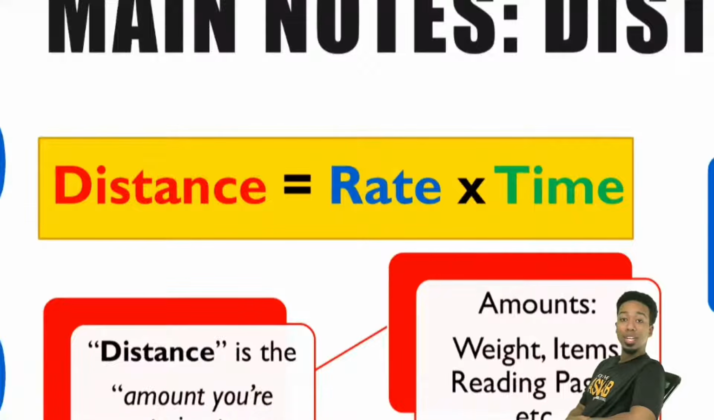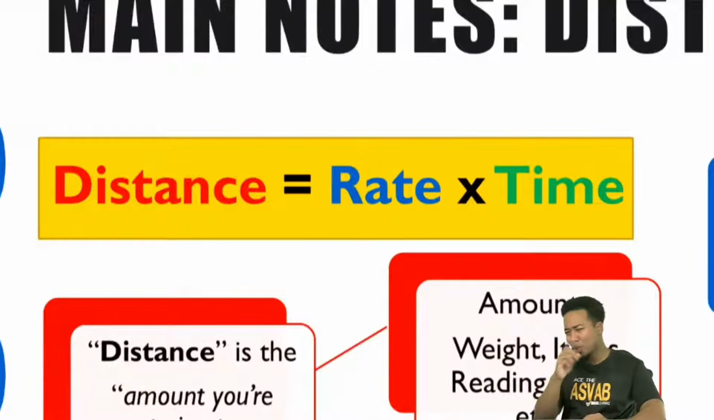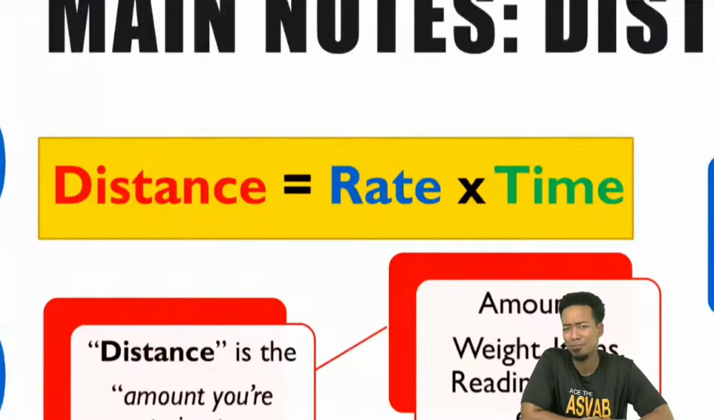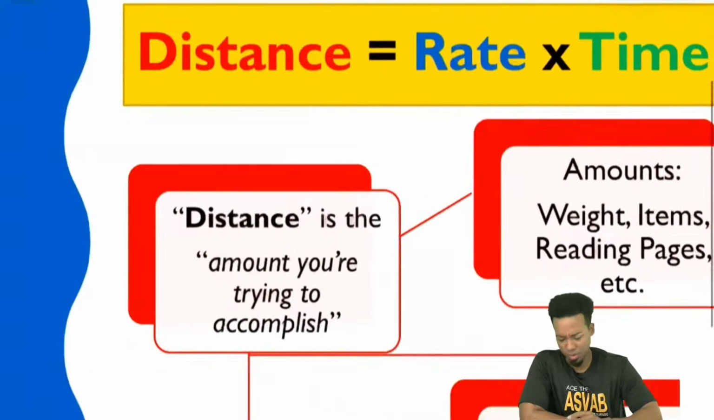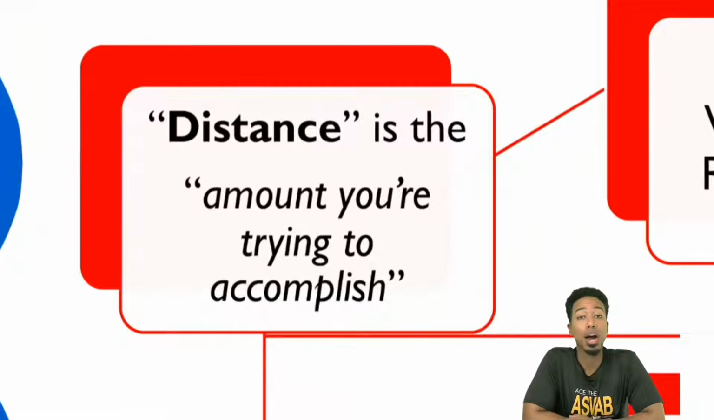Distance equals rate times time. I'm fairly sure that 99% of us in this class right now understand that formula. We have it committed to memory, but there are things that you may not have committed to memory because you may not have practiced as much as you need to. So first things first, let's start with understanding what the heck a distance is. So here's distance. Distance is the amount you're going to accomplish.